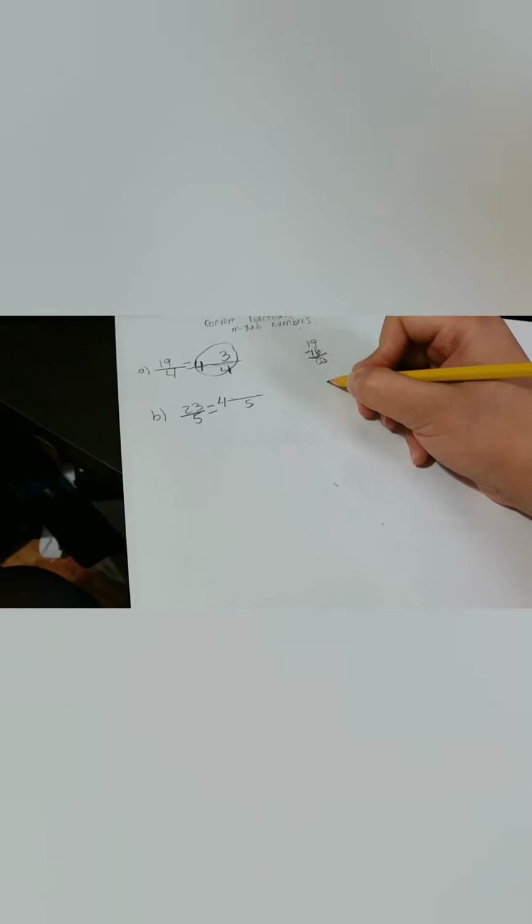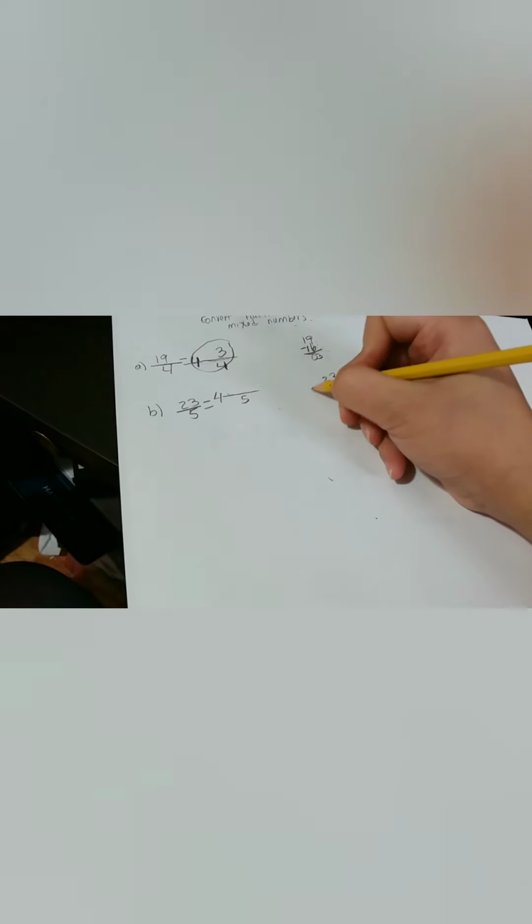4 times 5 is 20. It's near to 23, but it's not 23. So we do the same thing. 23 minus 20: 3 minus 0 is 3, and 2 minus 2 is 0. So this is gonna be our numerator. So we have 4 as the whole number and 3/5 as our fraction. To check, 4 times 5 is 20, plus 3 is 23, in the same denominator.